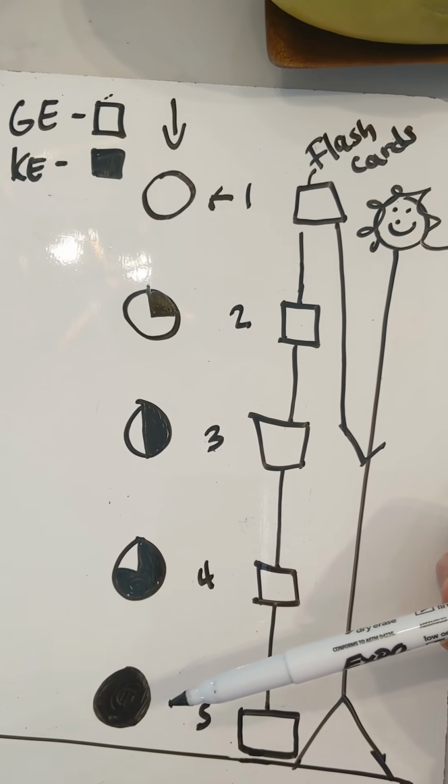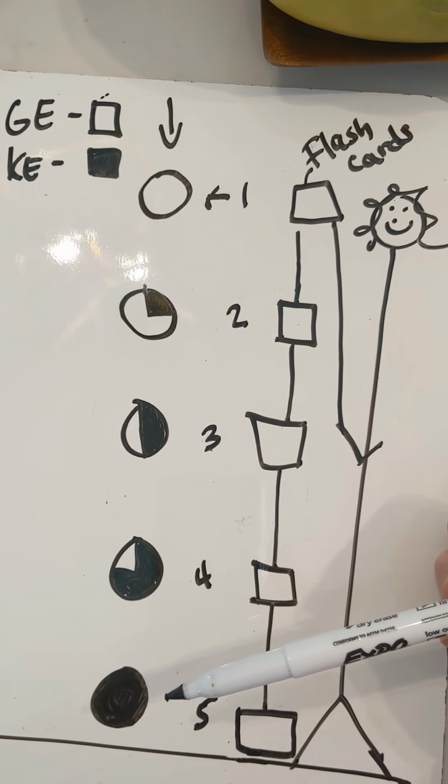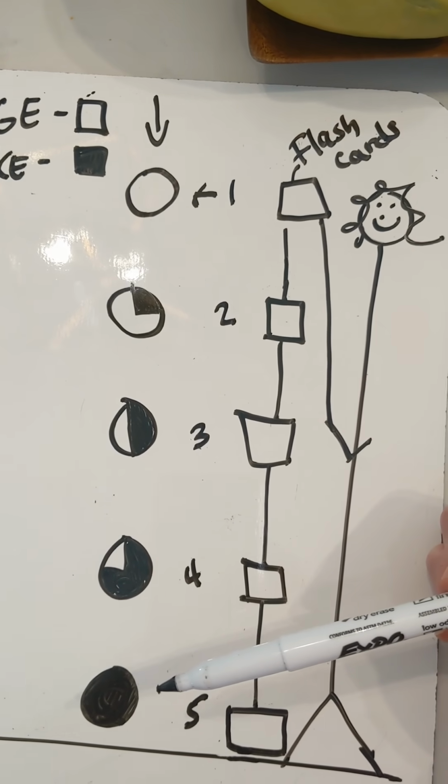And did the object have the same amount of kinetic and gravitational energy at the same time?